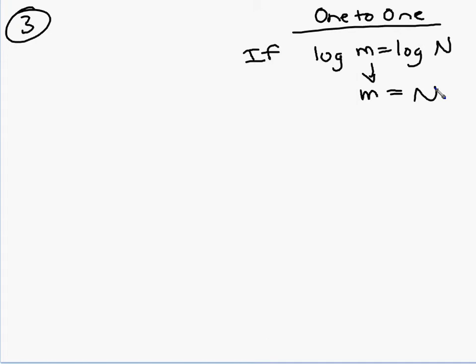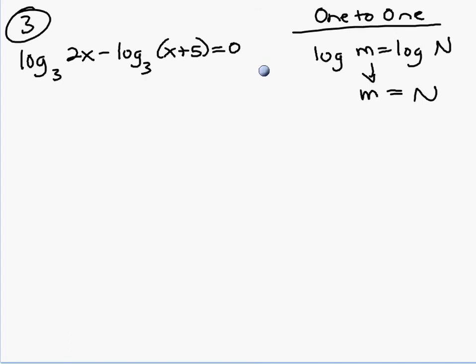So, why is that important? Well, because of this problem. Log base 3 of 2x minus log base 3 of x plus 5 equals 0. Now, if you try to condense this one, I think you're going to make it hard on yourself. You always want to be looking for this one-to-one situation because, boy, it's nice to have it in one-to-one, then you just drop the logs and get going.